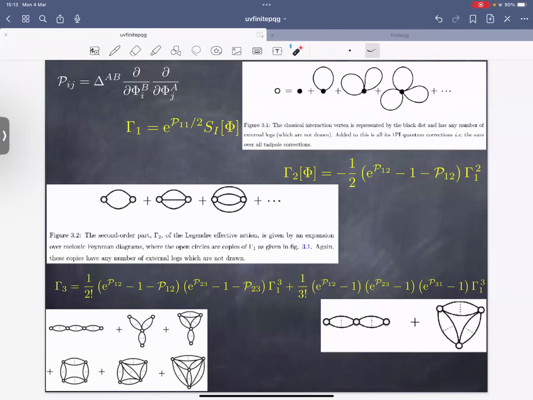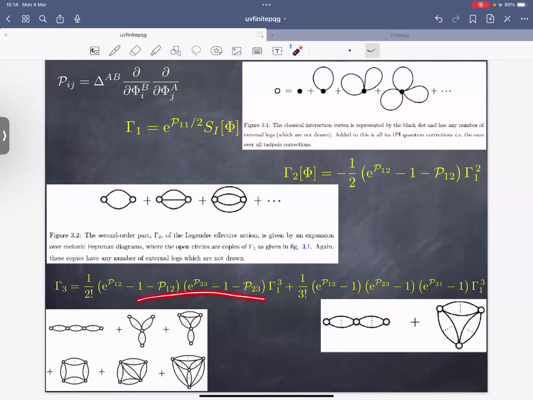And we can go on and write out the third order. The third order algebraically takes this form. But again, it's easier to understand what this means if you think about the diagrams as being created. So what you get is a linear topology. You've now got three vertices, and you have this linear topology where you connect these vertices by a sum over these exponential expansions here and here.